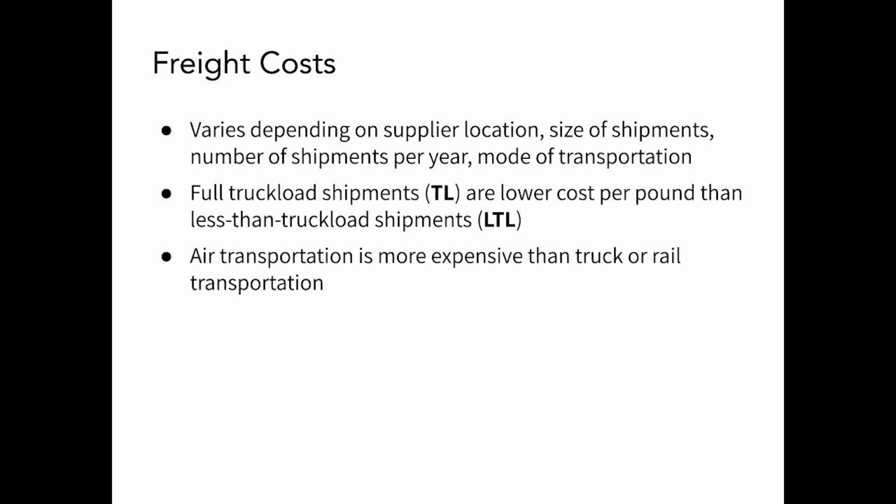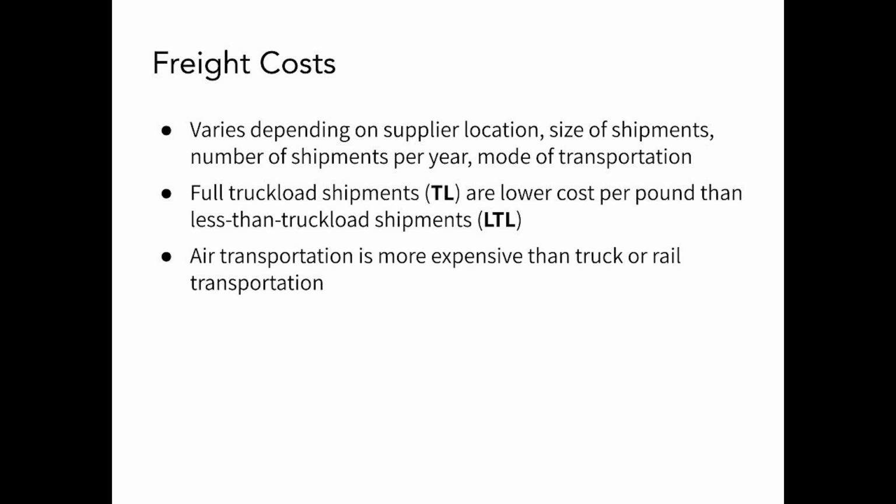The distinction between full truckload (TL) and less than truckload (LTL) shipments is crucial. Opting for TL shipments, where the entire truck is used for one's goods, generally results in lower costs per pound compared to LTL shipments, which consolidate cargo from multiple shippers. While air transport is the most expensive option, it's sometimes indispensable for urgent or high-value shipments. Rail, on the other hand, offers an efficient and cost-effective means for transporting bulk goods like coal, steel, and other mined materials, echoing its historical significance and ongoing relevance in supply chain logistics.